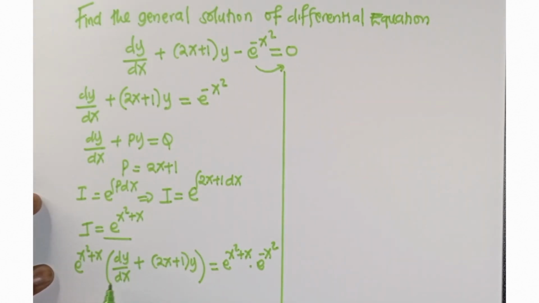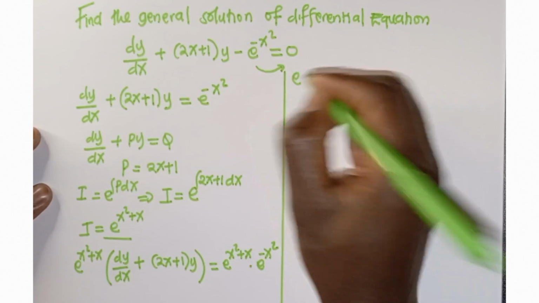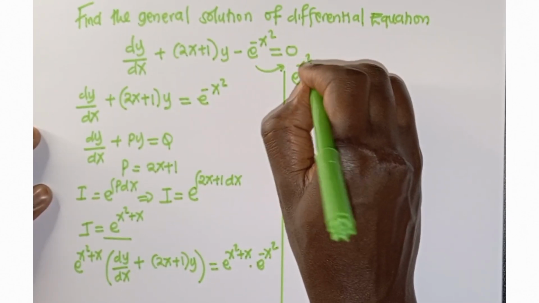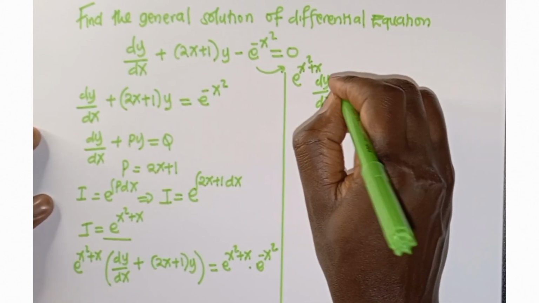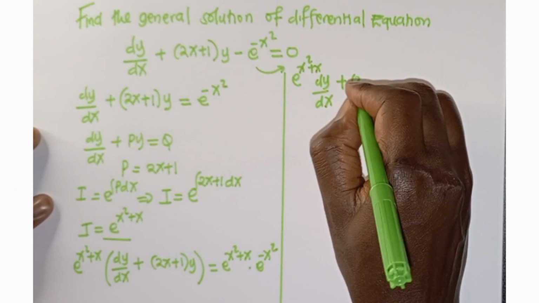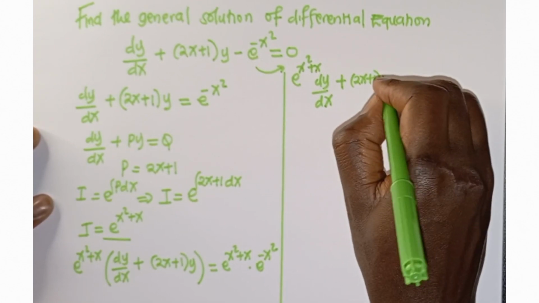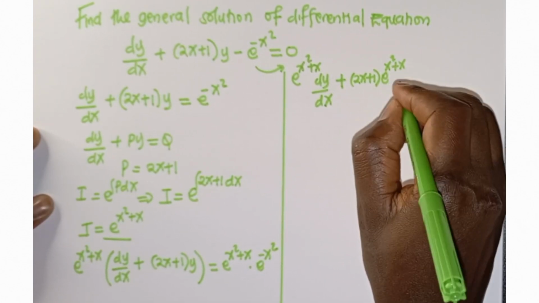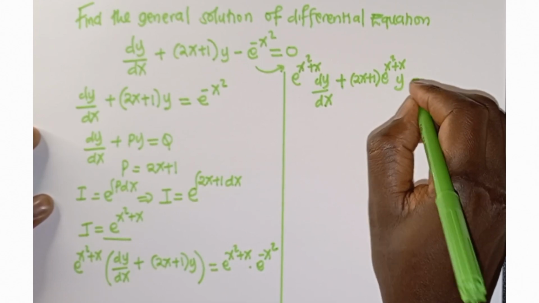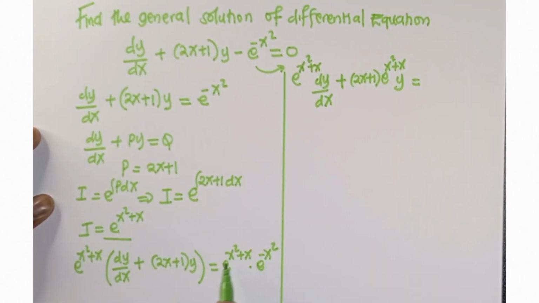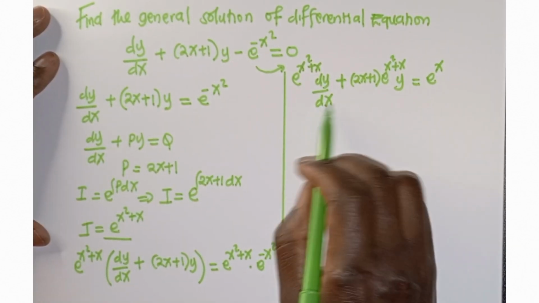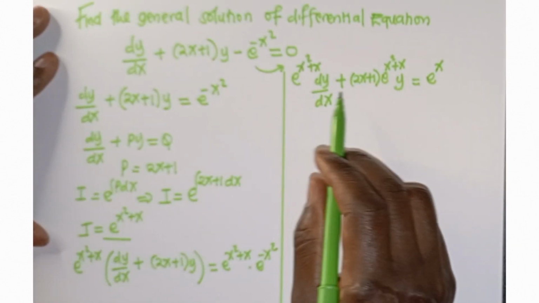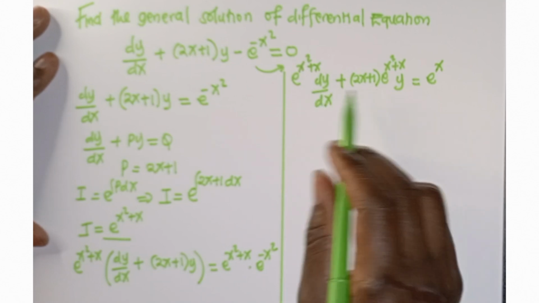When we expand this, we shall have e^(x² + x) dy/dx plus (2x + 1)e^(x² + x) y is equal to, now when you see this, we are going to add the powers. On adding the powers, we shall remain with exponential of x, like that. But this one now goes to exact. When you simplify a linear equation, it goes to exact.